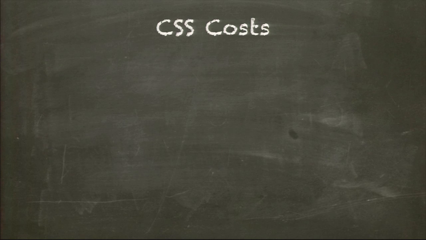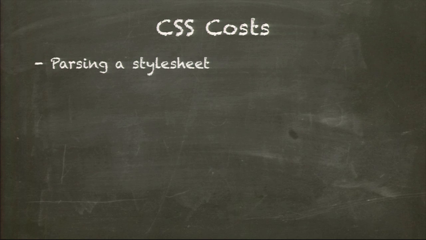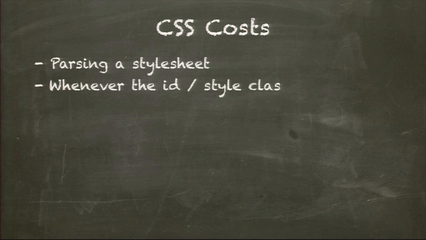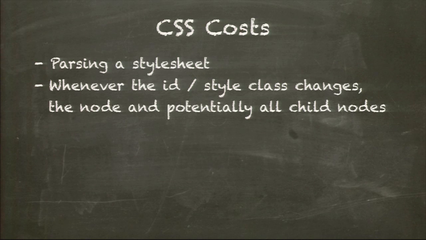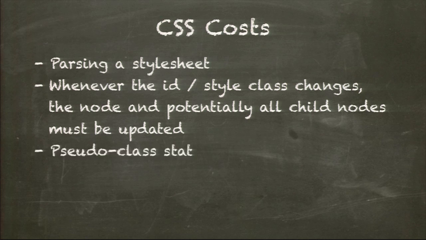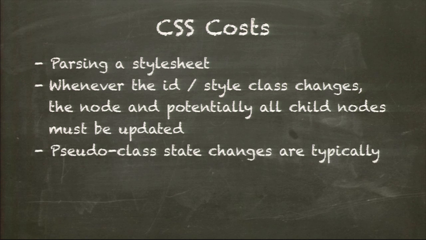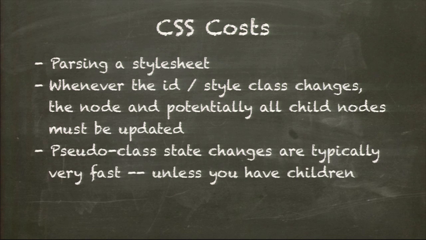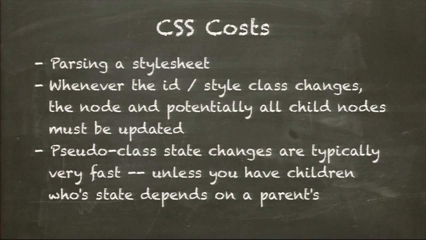Now, CSS was another potentially limiting thing that we talked about. So what are the costs associated with CSS? Well, there's parsing of the style sheet. Whenever the ID or the style class of a node changes, then that node and potentially all of its child nodes need to be updated. So whenever you change the ID or style class of a node, there's a lot of CSS work that we have to do because we have to refigure out the world below us. On the other hand, if you change the pseudo class of a node, like say its hover state changes from false to true, it's typically very, very fast, unless you have some children whose state is dependent on a parent's selector.